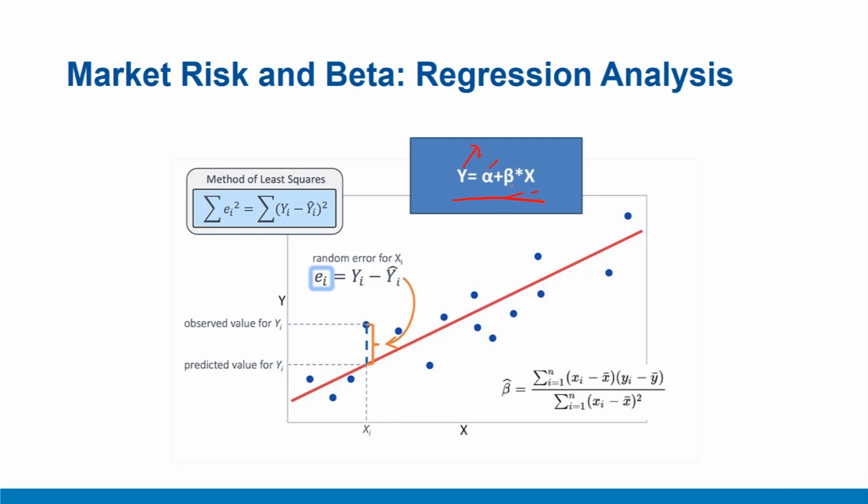Now mathematically, a regression model works like this. You have a scatter plot where you have different return observations plotted along two axes, x and y, where x is the security return, y is the market return. If these blue points represent those observations, then you fit a line using the ordinary least squares method.